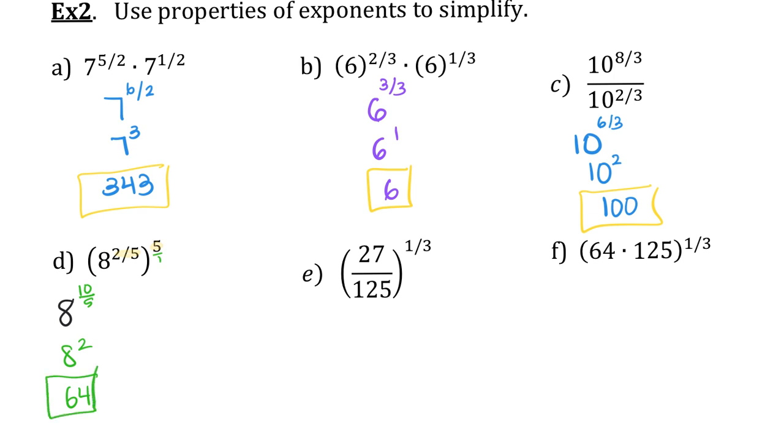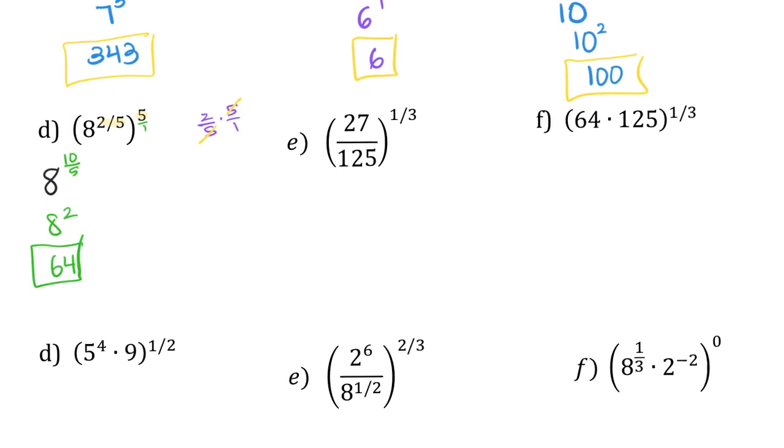Okay, some people like to cross cancel, which is also fine. If I do 2/5 times 5, some people go, okay, well, if there's a 5 on the top and bottom, it's going to cancel right away. And then it goes 8 to the 2nd, and I still get 64. So if it's convenient, go ahead and cross cancel. If not, you can always multiply it out.